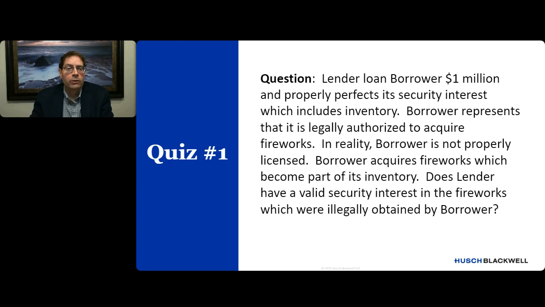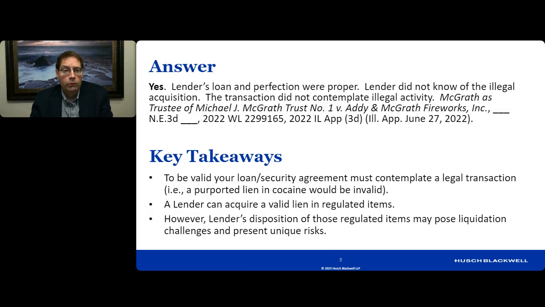The court says the lender's loan was proper and attachment properly occurred. And the key thing here is that the lender, when it was doing this transaction, didn't have any idea that the borrower/buyer was procuring the fireworks illegally. And the transaction itself did not contemplate illegal activity. Therefore, the lender's lien in the fireworks, the collateral, remains intact. So you can see the key takeaways there that I have at the bottom.